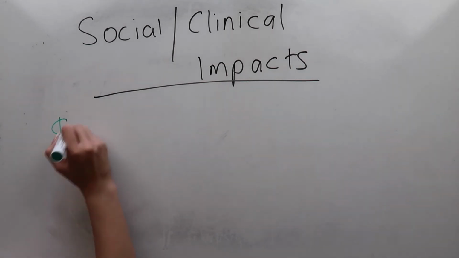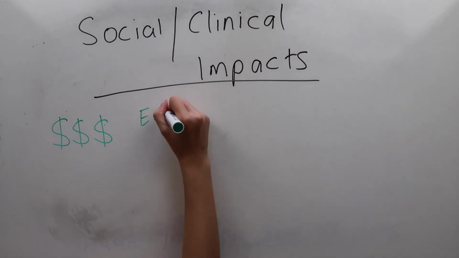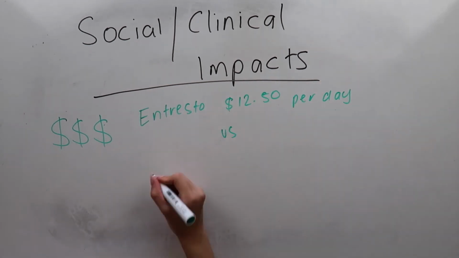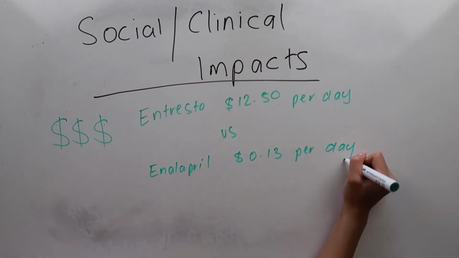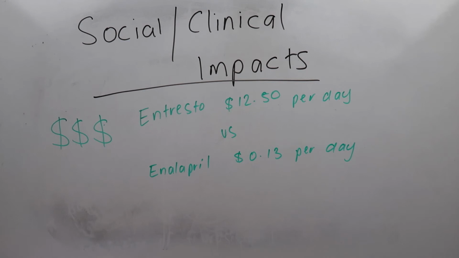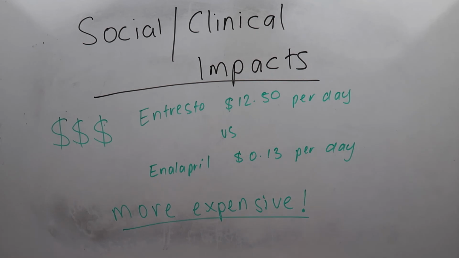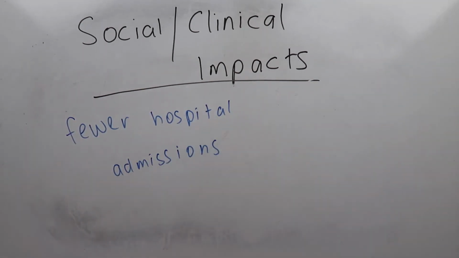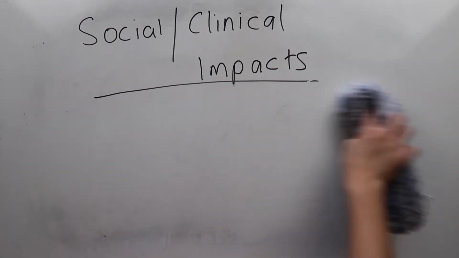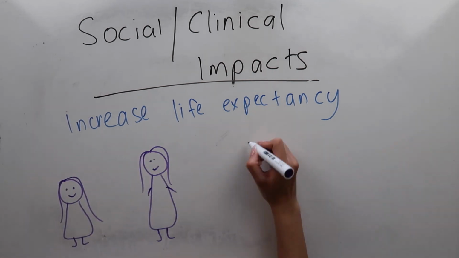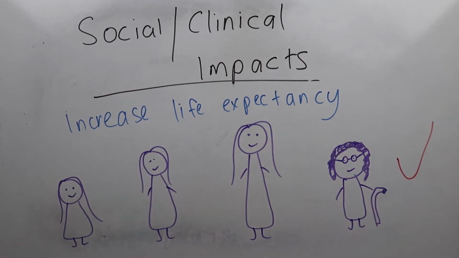The social and clinical impact of Sacubitril/Valsartan on heart failure is the price. Entresto costs roughly $12.50 per day compared to other options such as enalapril costing 13 cents per day, making it more expensive. It allows fewer hospital admissions as well as increasing life expectancy for patients.